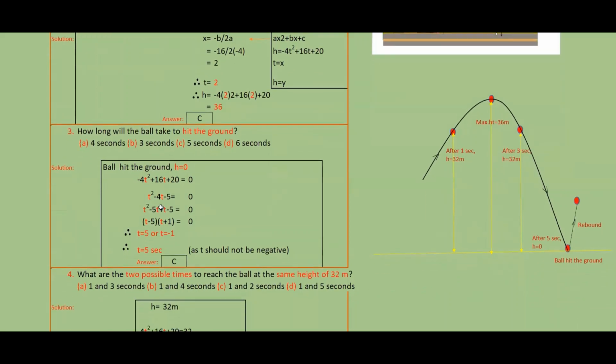If you substitute h is equal to 0 in this equation, then you will get minus 4t square plus 16t plus 20 is equal to 0. If you divide this equation by minus 4, then you will get t square minus 4t minus 5 is equal to 0. Then factorize this equation, you will get t is equal to 5 or t is equal to minus 1. But time is not negative, so you have to take t is equal to 5 seconds. So here the answer is C, that is 5 seconds.